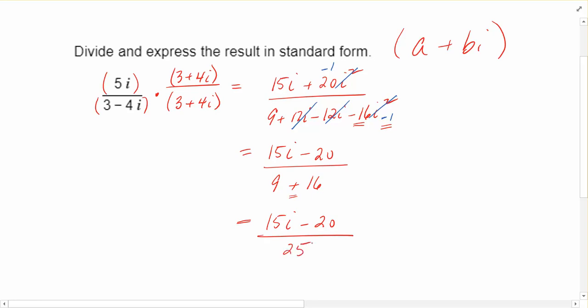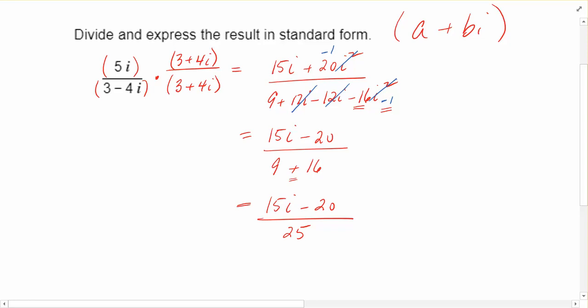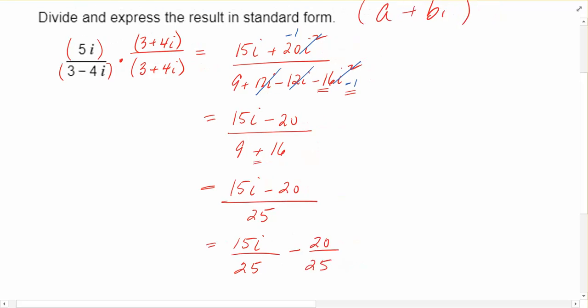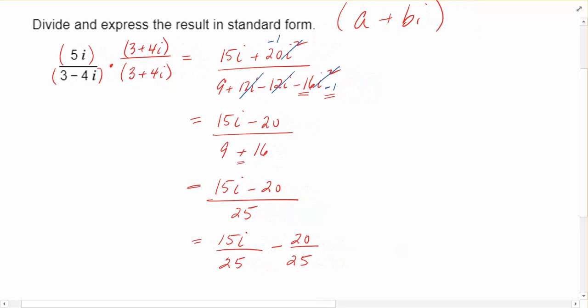I'm not done yet because I'm supposed to express this in the standard form of a plus bi. So I've got to have my real components first and my imaginary components second. So we're going to come over here and we're going to split up this fraction. We'll split it up as a fraction first. It doesn't matter which way we do this, but I'm going to look at 15i over 25 minus 20 over 25.